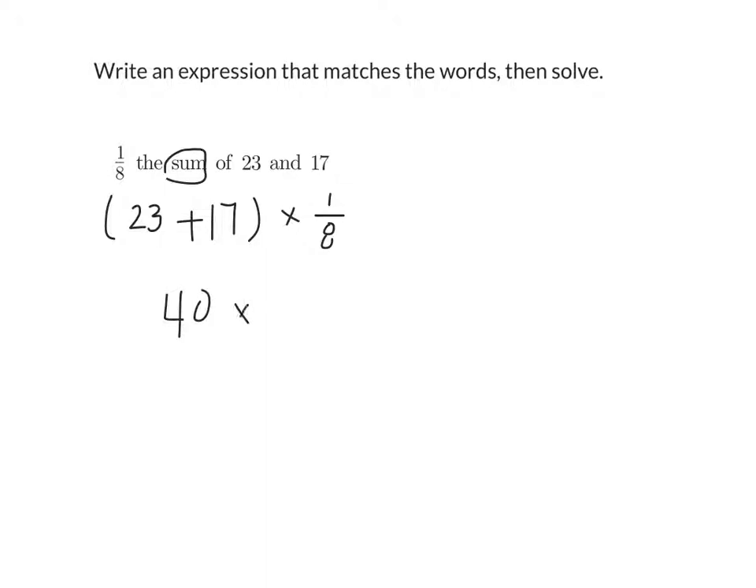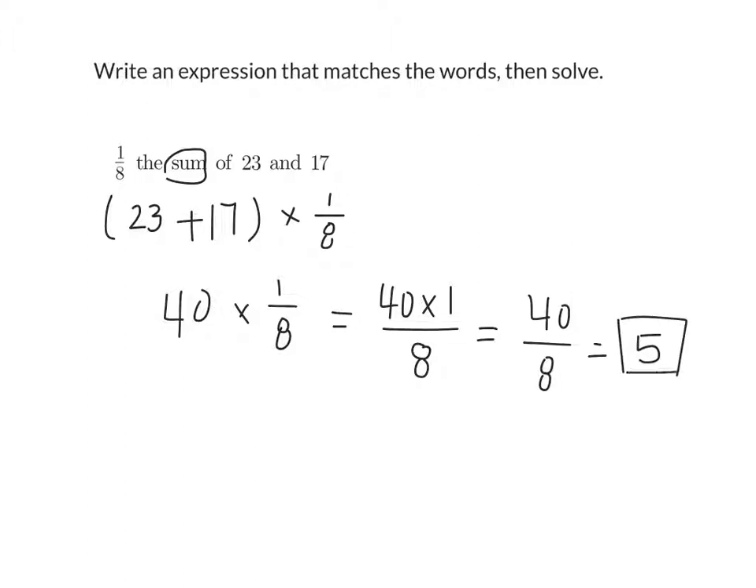We have to multiply it by 1/8. How can I write that as one fraction? 40 times 1/8. Very good. What's 40 times 1/8? 40 over 8. What is 40 divided by 8? 5. So the value of this expression is 5.